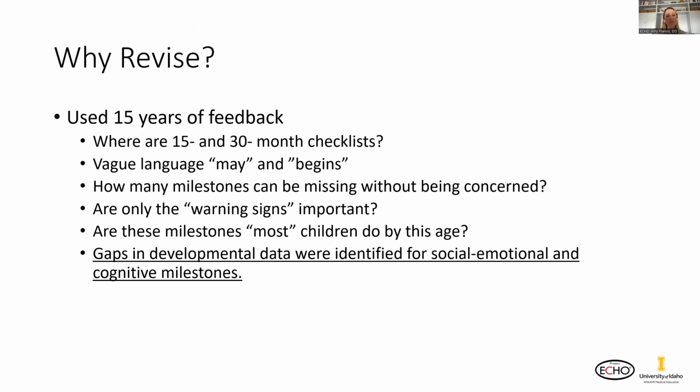And then there was a question of how many milestones can be missing without being concerned, because people weren't sure, well, when do I refer? How concerned should I be? They used terms like warning signs, and so certain providers only focused on the warning signs and not each individual milestone. And then, were these the milestones that most children do at this age, or the 50th percentile, which is what they had previously used? And most importantly, which pertains to what we're doing here, there were significant gaps in developmental data for social, emotional, and cognitive milestones, which they helped fill in, and they actually reclassified some of the milestones into different categories. Next slide.